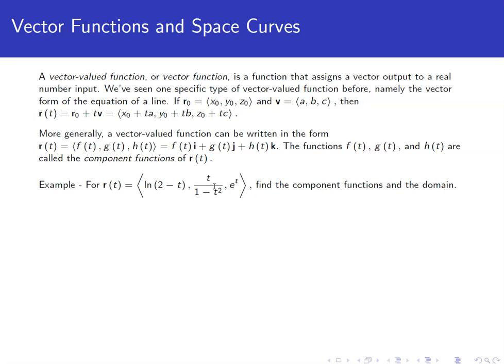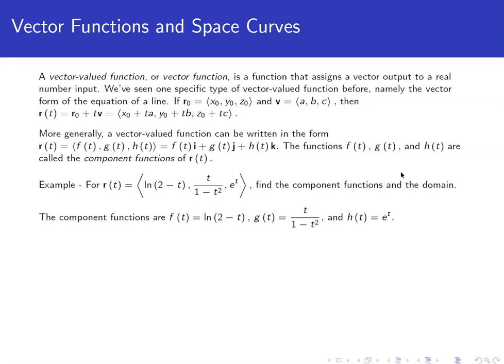So as an example here, let's look at the vector-valued function r of t equals natural log of 2 minus t, t over 1 minus t squared, and e to the t, and it asks us to write down what the component functions are and then express the domain of the vector-valued function.